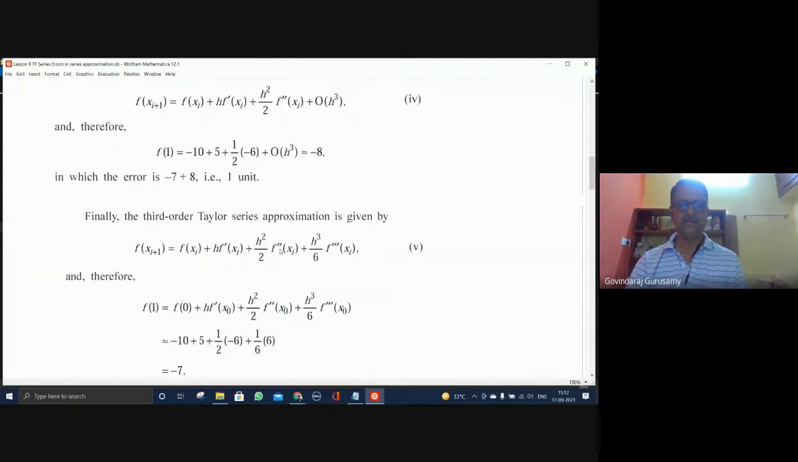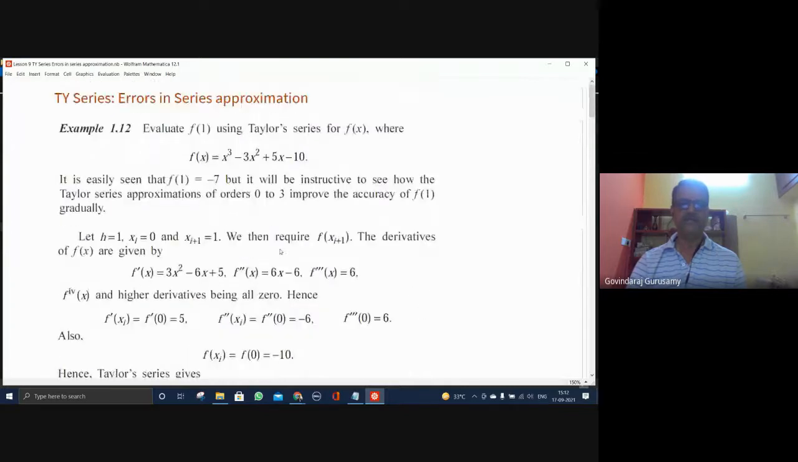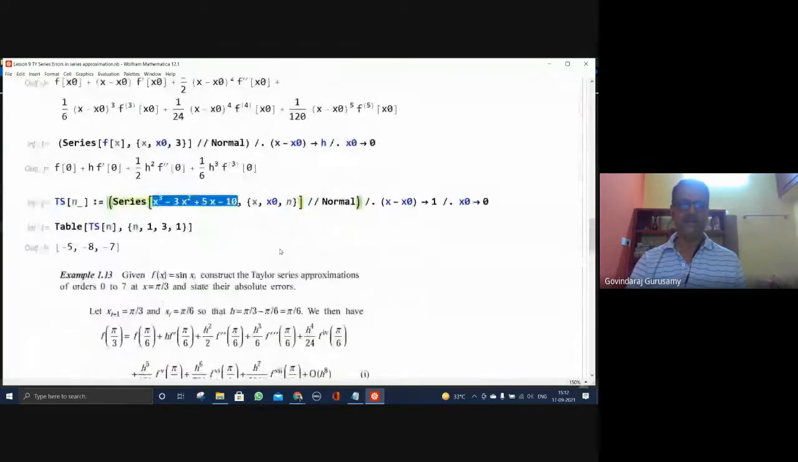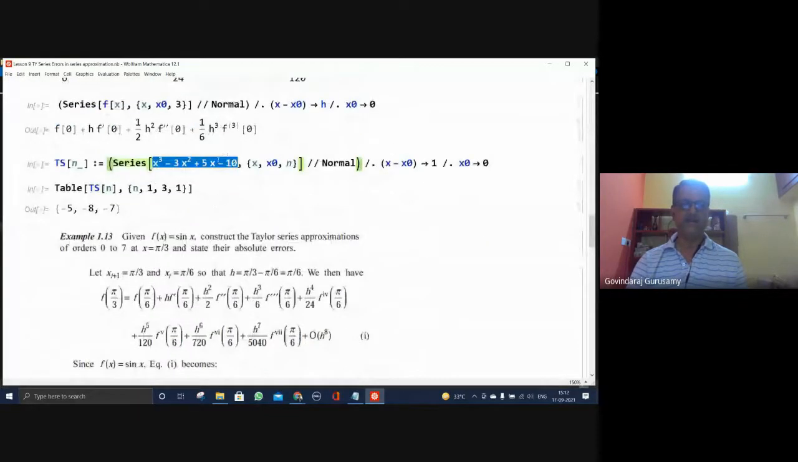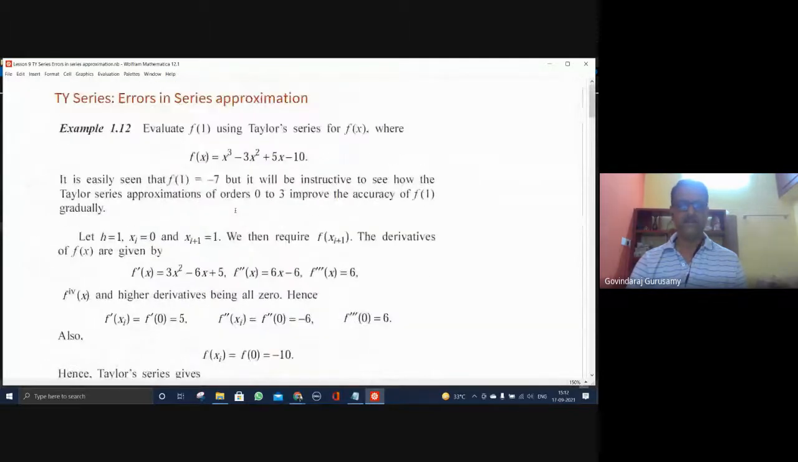Because Taylor series is being used for several functions, all the several functions that can be defined here, and you can analyze them in a detailed way. So we'll see how we are going to analyze this function. To evaluate f of 1, f of x is given, using Taylor series for f of x, where f of x is x cubed minus 3x squared plus 5x minus 10. It is easily seen that f of 1 equals minus 7. If you substitute x equal to 1, I'll get minus 7.